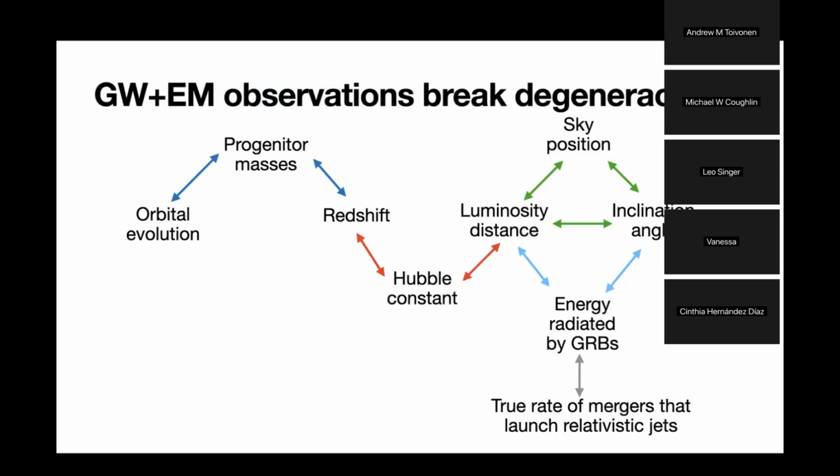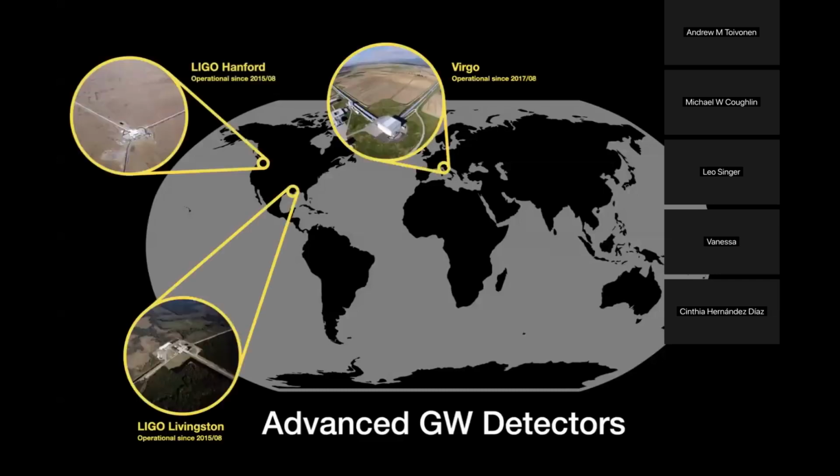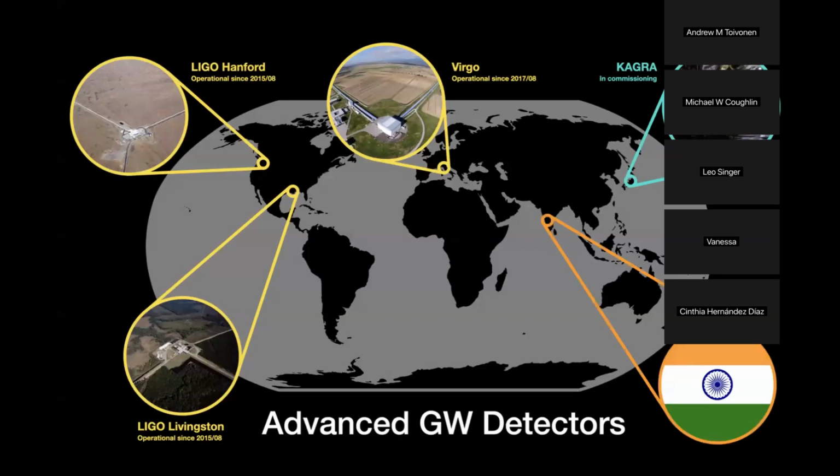And then, as I said, combining the redshift and the luminosity distance, we get the Hubble constant. So we have a global network of gravitational wave detectors: LIGO Hanford, LIGO Livingston, and Virgo. KAGRA, actually, this is outdated. KAGRA, I don't know if it's online right now, probably not, but it's kind of continuously being commissioned, and it has actually done observations. And LIGO India is under construction.